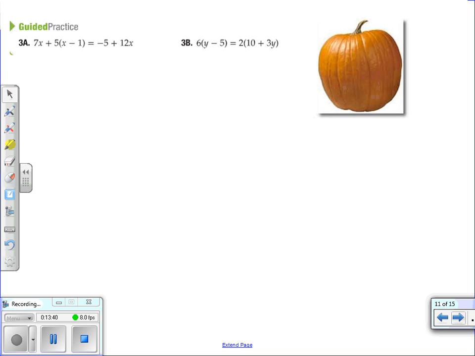Here are a couple of these special situations. I want you to work these all the way through and see which is which.